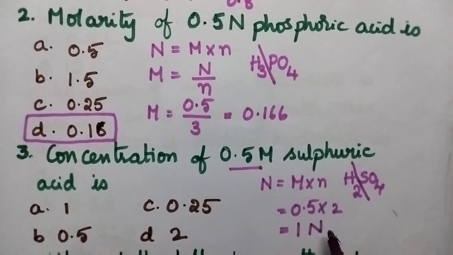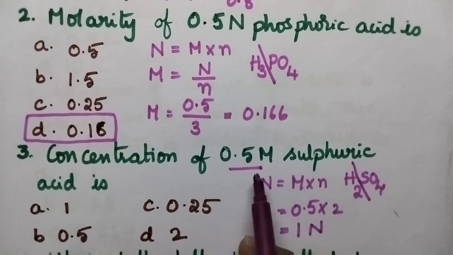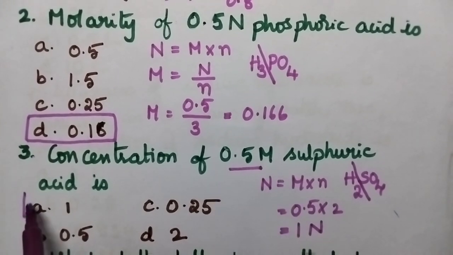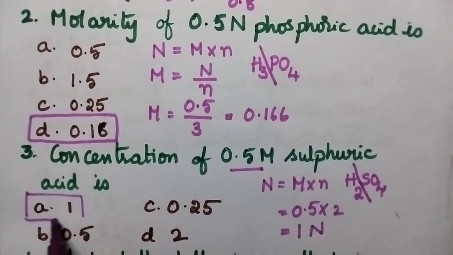So the concentration of 0.5 molar sulfuric acid is 1 normal. So option A is the right answer.